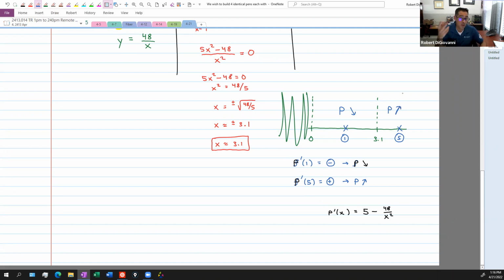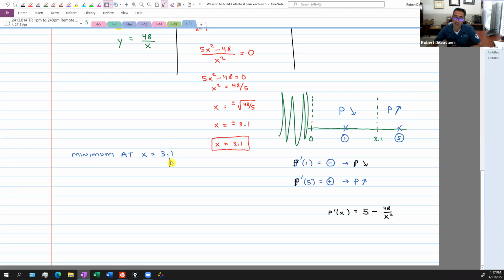So I know that that's a local minimum, but I also know it's the absolute minimum as well, because my function goes down and back up and never comes back down. I'm never going to have a lower point. That is the lowest point. So I know I have a minimum at x equals 3.1.